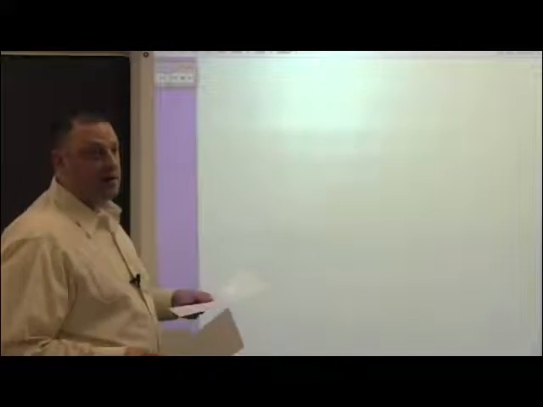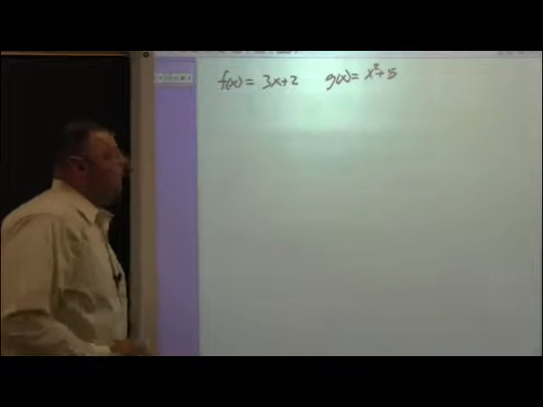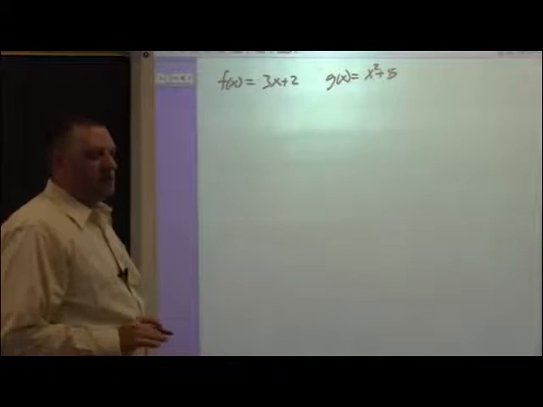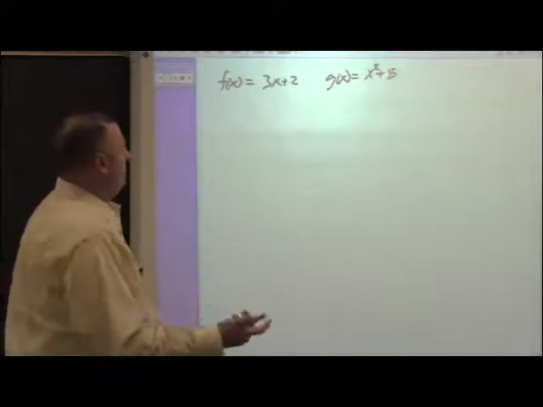First of all, I have to give you two functions. I'm going to call the function f of x equals 3x plus 2, and g of x equals x squared plus 5. Now, for composition of functions, it's going to look like one function stuck inside another.